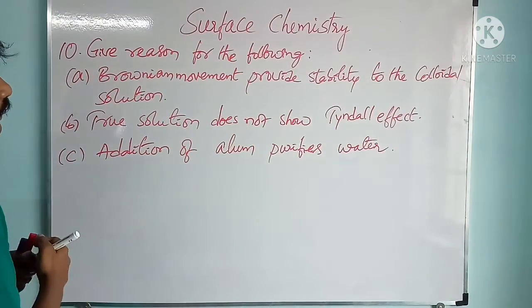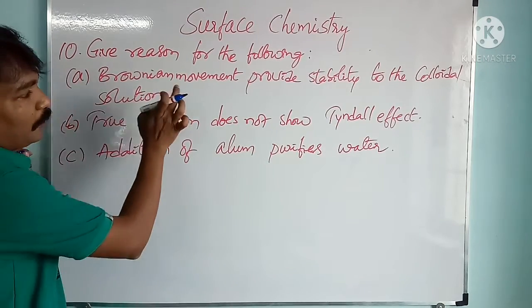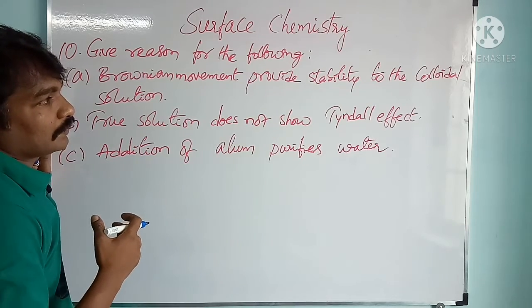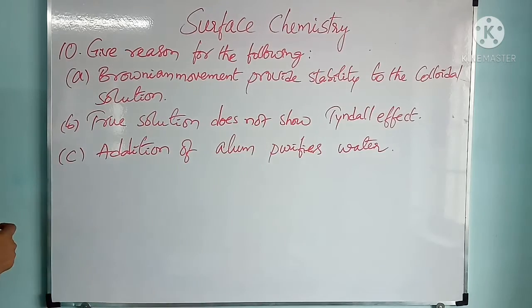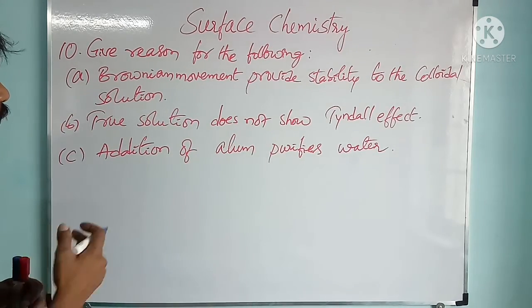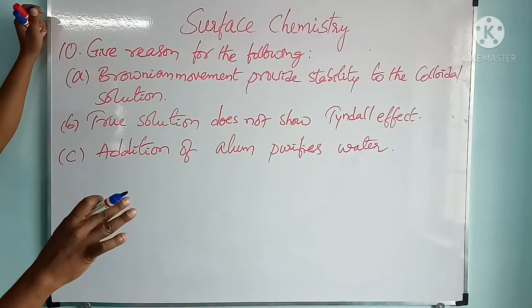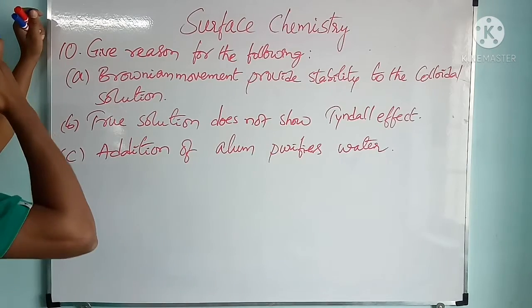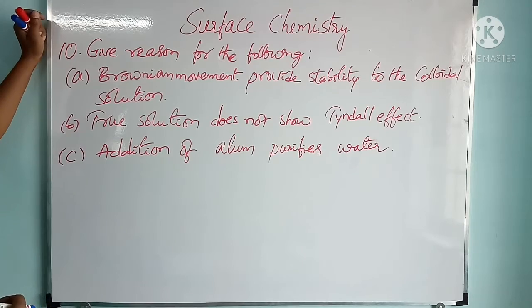First one is Brownian movement provides stability to the colloidal solution. See here, what is Brownian movement? The movement of the colloidal particles due to hitting of each other. Okay, because of that zigzag Brownian movement of these colloidal particles, they do not settle down. Because of that, the stability will continue in case of colloidal solution. It does not allow colloidal particles to settle down because of Brownian movement.